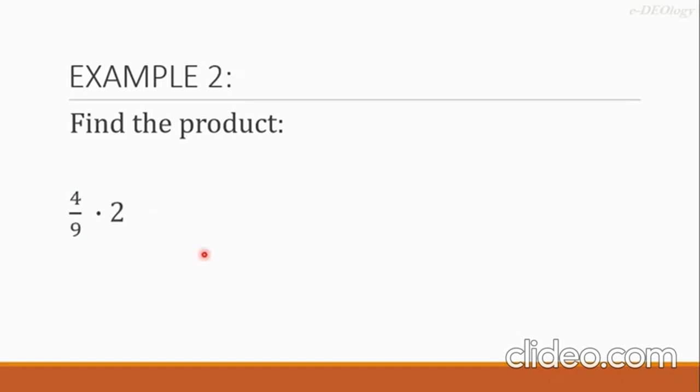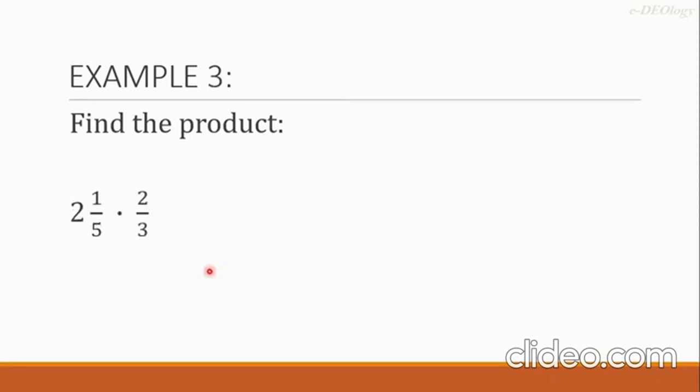Let's have the second example. Find the product of 4/9 times a whole number 2. We understand that the whole number has a denominator of 1. As you see here, the 2 becomes 2/1. Then we will proceed to the multiplication. 4 times 2 is 8. 9 times 1 equals 9.